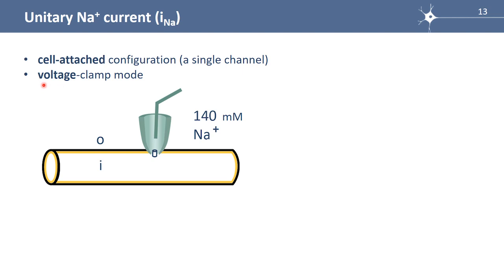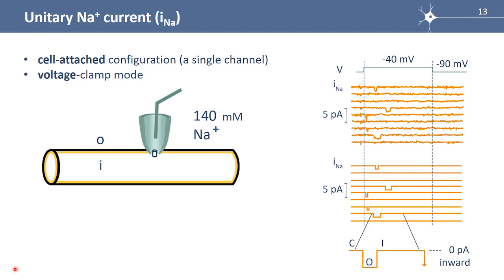They record in voltage clamp mode to get a current, and you have the recording on the right. The membrane is held at a potential of minus 90 millivolts in voltage clamp mode. Then a depolarizing step to minus 40 millivolts is applied to the patch of membrane. In this patch, you can see that you have no activity, and then an inward current, and then no activity up to the end.